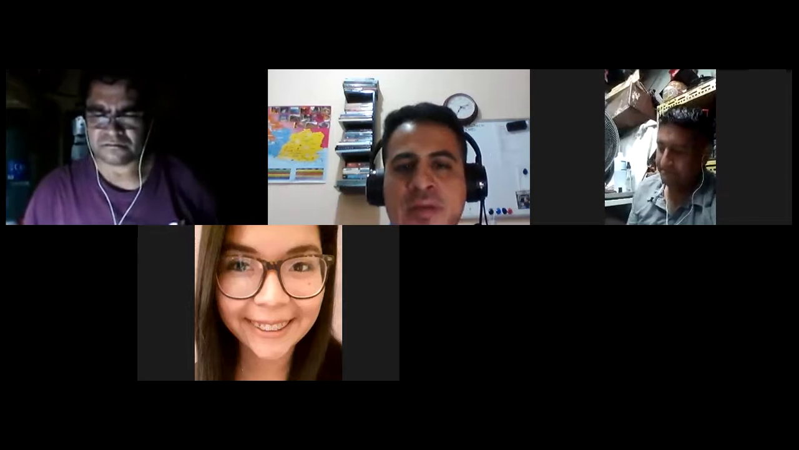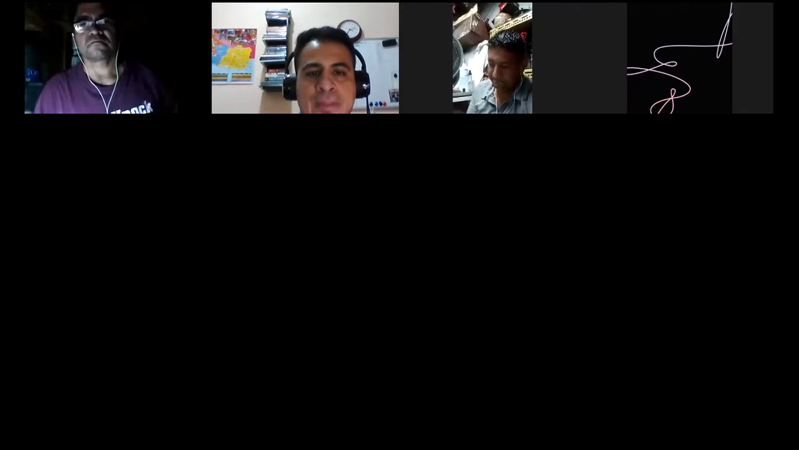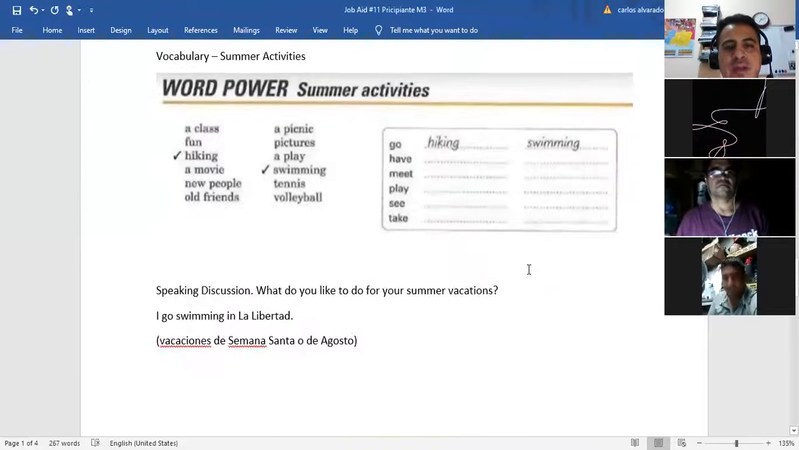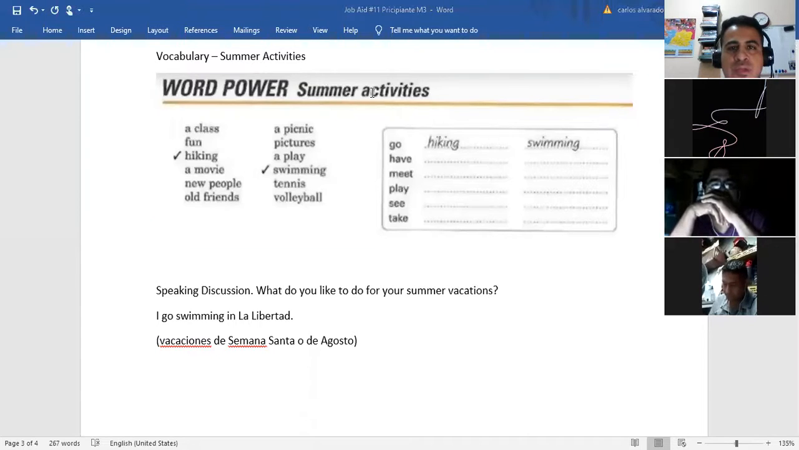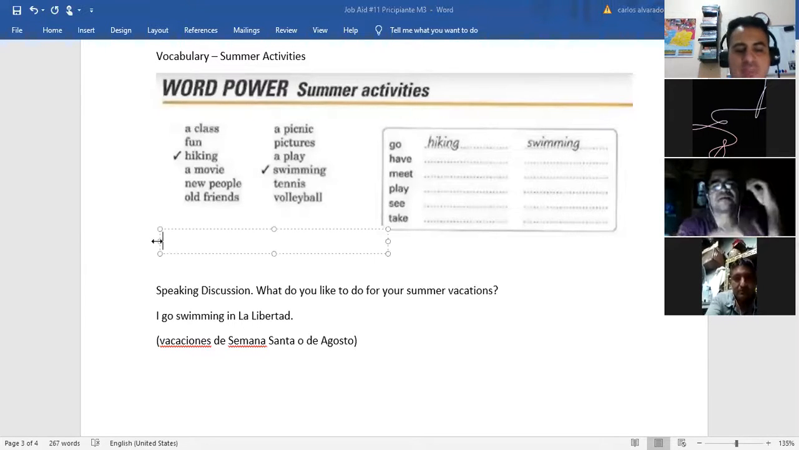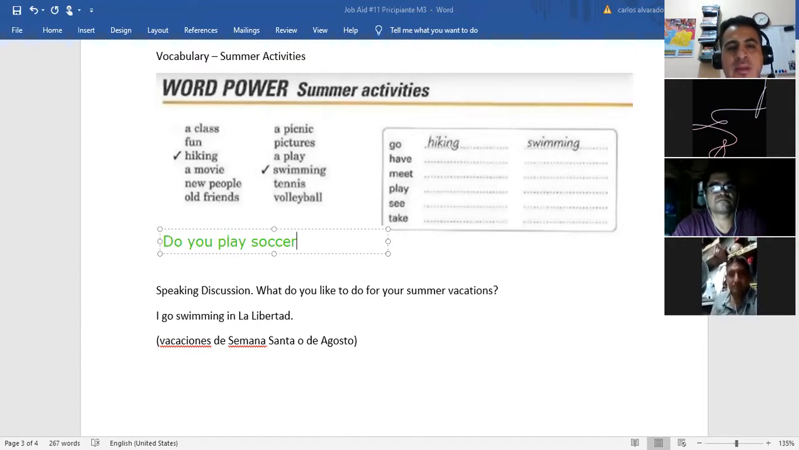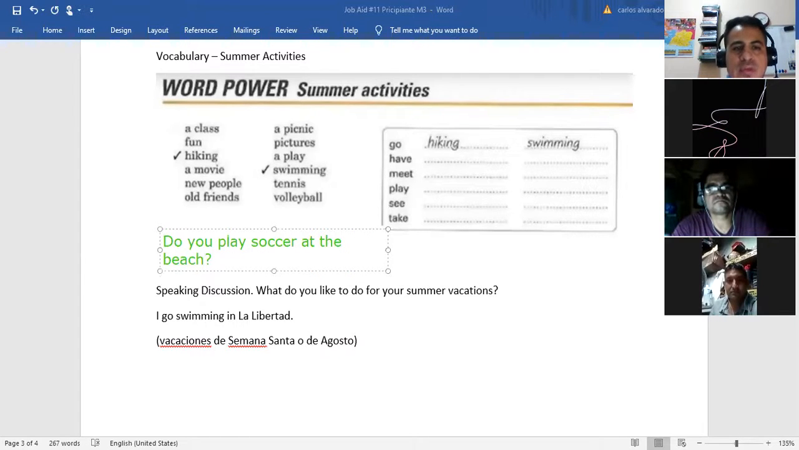You can also use this vocabulary, right, to ask questions with do and does, right? For example, veamos el vocabulario, the one that we were doing. Aquí está. Summer vacations, right? The vocabulary for summer vacations. Puedo hacer preguntas con do también, right? Para averiguar qué es lo que hace o qué es lo que no hace. For example, I can say, do you play soccer? Puedo cambiarle, ¿verdad? No se limiten todo, solamente lo que está ahí. Do you play soccer at the beach? Do you go swimming at the beach? Okay. Do you take pictures at the beach?